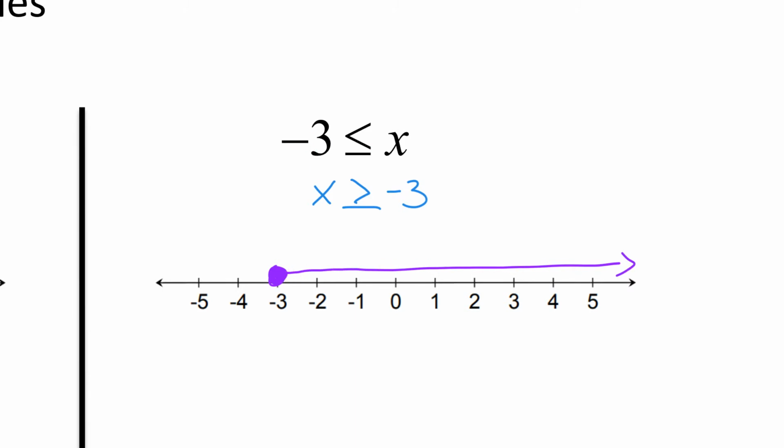So it means negative 2 right here, if you plug it in, negative 2 is greater than or equal to negative 3, true. 0 is greater than or equal to negative 3, true. 4 is greater than or equal to negative 3, true. 5, true. If you plug in negative 3, negative 3 is greater than or equal to negative 3, true. It's not greater than, but it is equal to negative 3. So that's why we need a closed circle, because we're saying that this number, negative 3, works for the inequality.